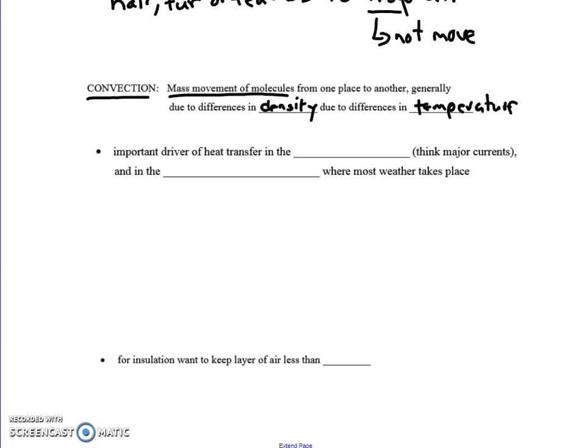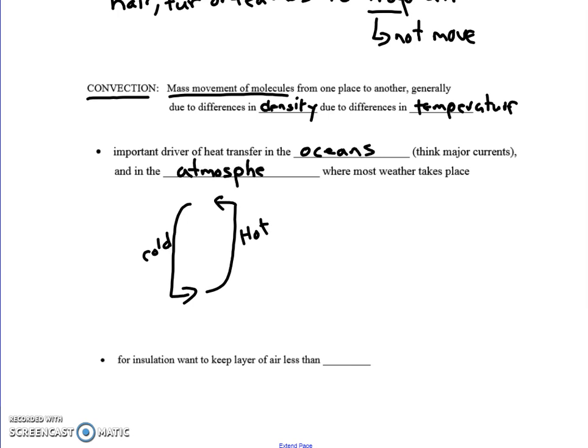In the diagram we have here, they show some convection cells that are going anti-clockwise, where we have cold water sinking and hot water rising due to density differences. And so they set up little cells that carry the hot water up and the cold water down. This is a very, very important driver of heat transfer in the oceans, critical, and in the atmosphere. Convection is a very important process for driving weather patterns.